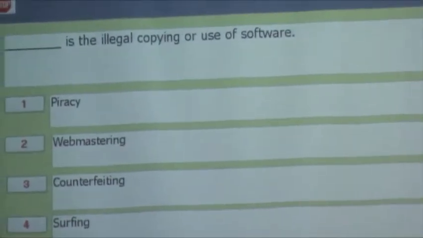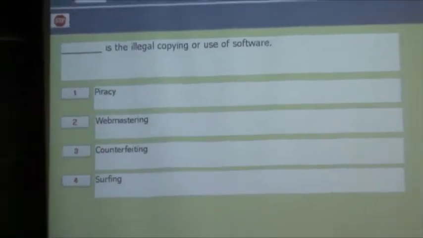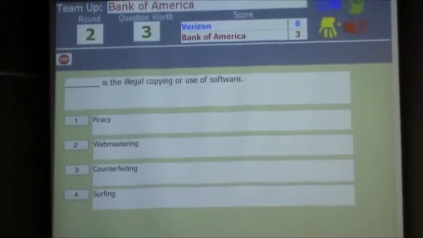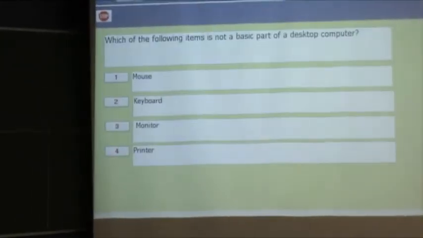Next question, up for Bank of America. Blank is an illegal copying or use of software. 1, piracy. 2, webmastering. 3, counterfeiting. 4, surfing. 1, piracy. That is correct.